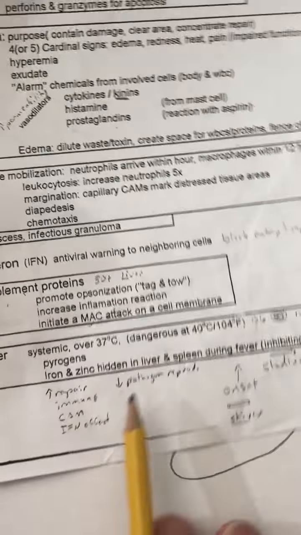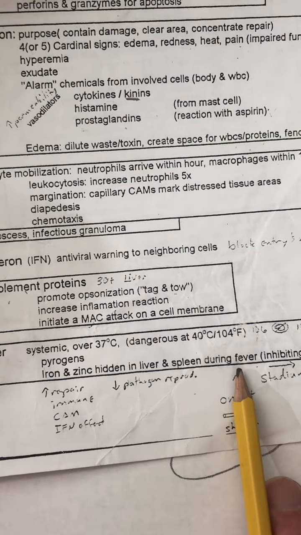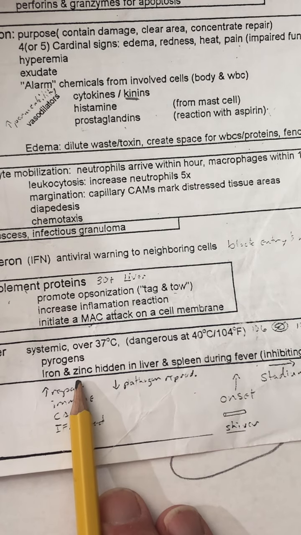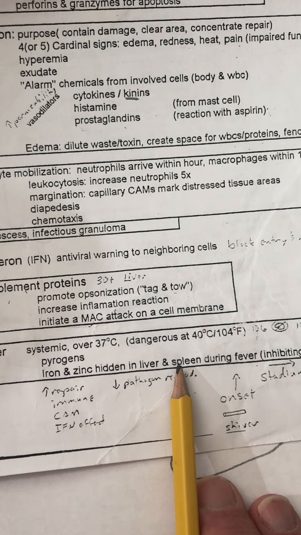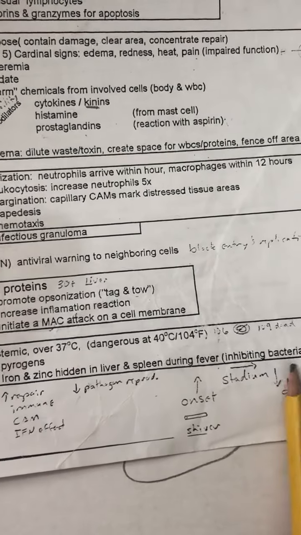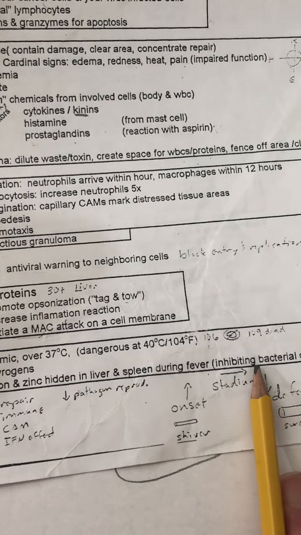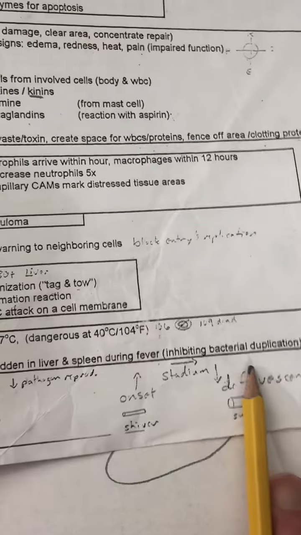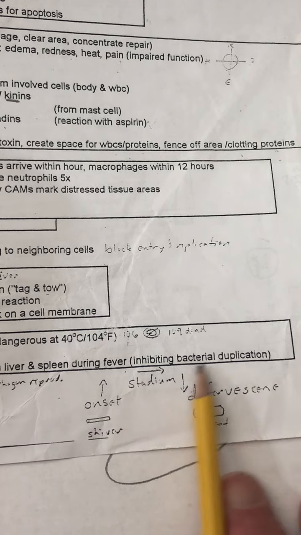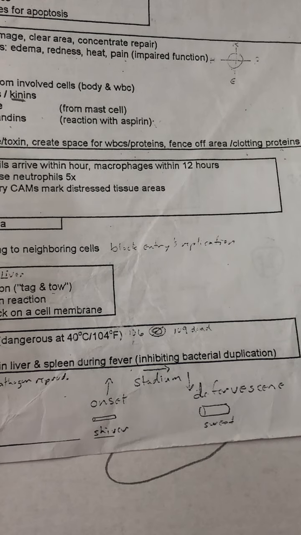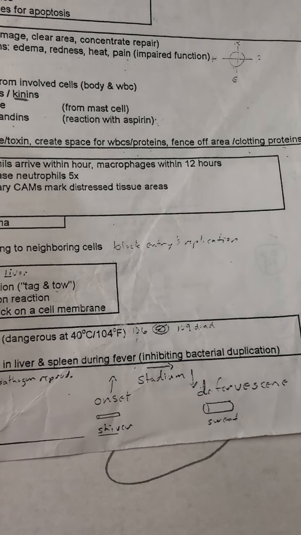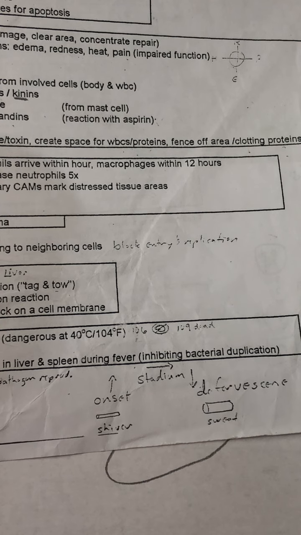Again, iron and zinc are hidden in your liver and your spleen during a fever. It's a way of hoarding these two metals inside your liver and spleen and denying bacteria the opportunity of getting them. Many bacteria do need those metals in order to duplicate. I think it's particularly the cell walls. Therefore, the bacteria can't reproduce as fast as they normally would. And that's one of the things that makes bacteria so dangerous as a pathogen. They reproduce so incredibly fast that it's hard for your defenses to keep up with it all.